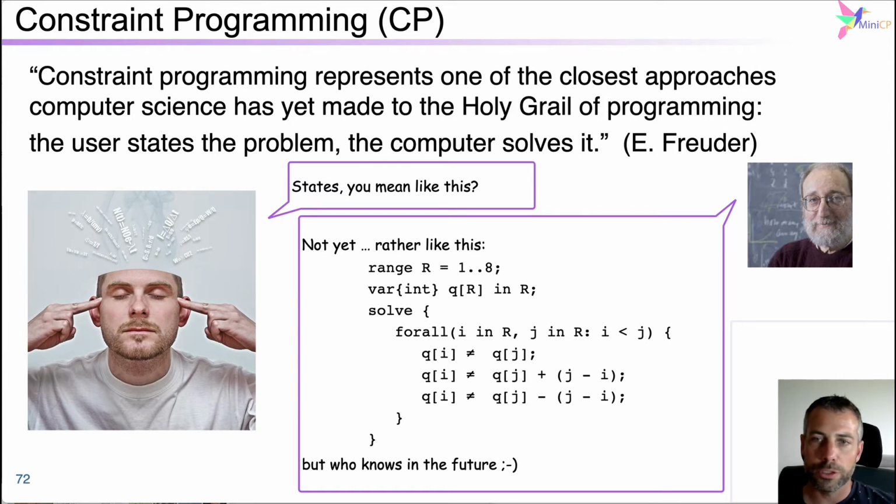What is important to realize is what we mean by stating the problem. Surely, currently, we don't mean stating the problem mentally, right? It's not exactly what we mean. What we mean by stating the problem is describing your problem in a high-level language, in terms of constraints. That's, for instance, a kind of pseudocode that you could imagine for the n queens. But in the future, who knows what we can achieve? Maybe we will be able to state problems in a much more declarative way, as we are doing now in a programming language.